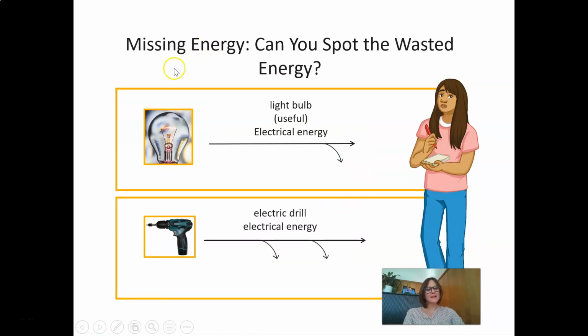So let's look at the missing energy here. Can you spot the wasted energy? We have a light bulb. What is the useful energy? The electrical energy is obviously the main source of energy for the light bulb. The heat or the thermal energy is the wasted energy. In an electrical drill, okay, the electrical energy from the mains, heat is wasted, sound is wasted, and the only useful energy is the kinetic energy that turns the motor to make the drill do its job.